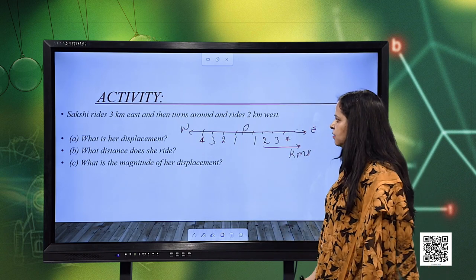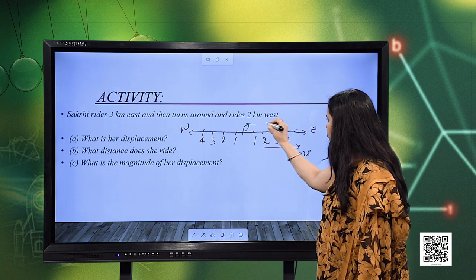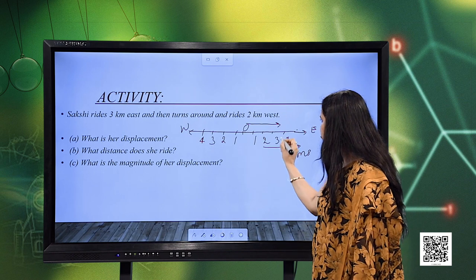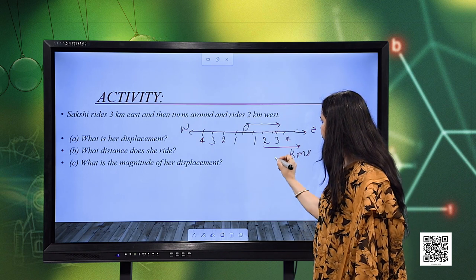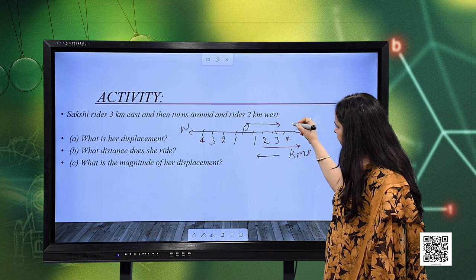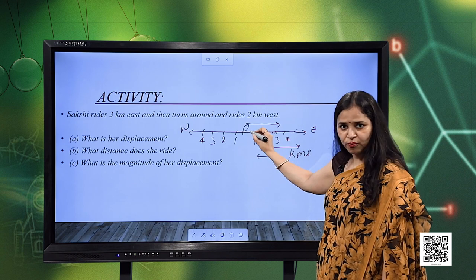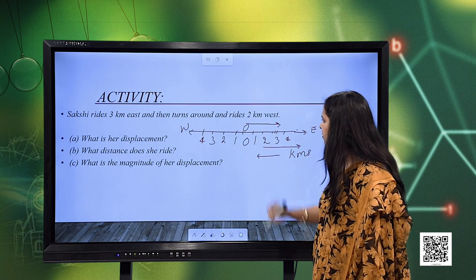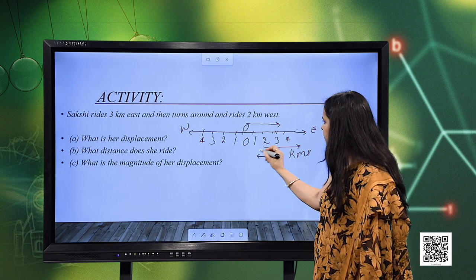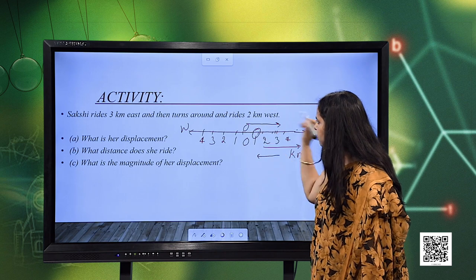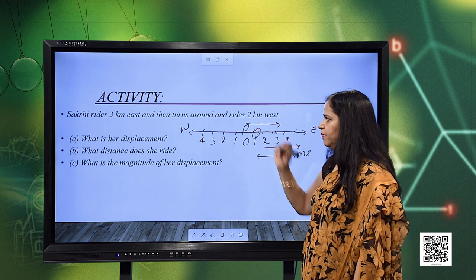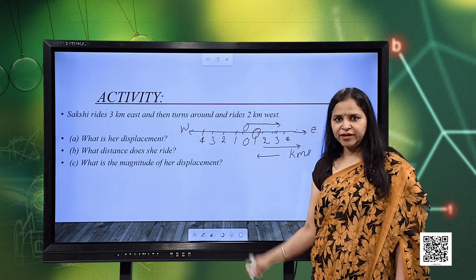Now Sakshi rides 3 kilometers due east, so she rides 3 kilometers in this direction and then returns and rides 2 kilometers west. So from here she takes a turn and then 2 kilometers she returns back. So starting from O, from 0, she reaches the 3 kilometers mark and then returns back to the 1 kilometer mark, in the positive direction only, in the east direction only actually, right? So what will be the displacement? We can all calculate it.